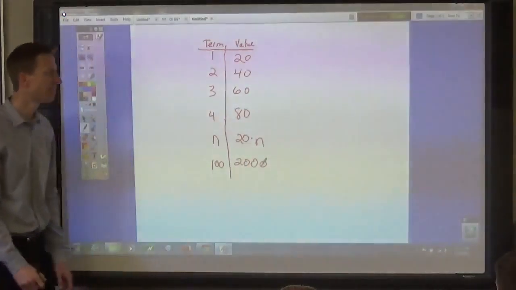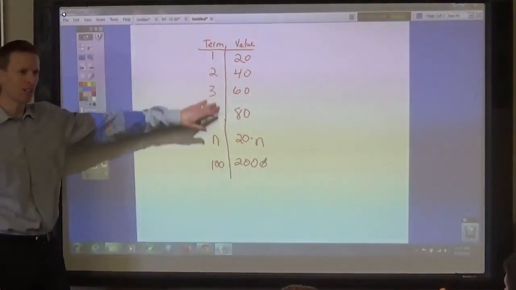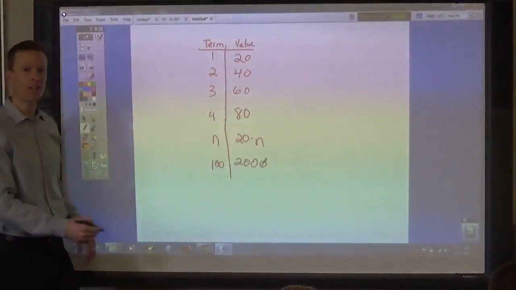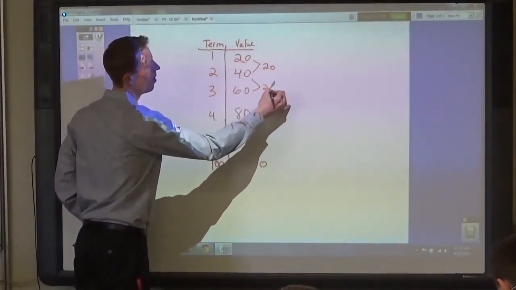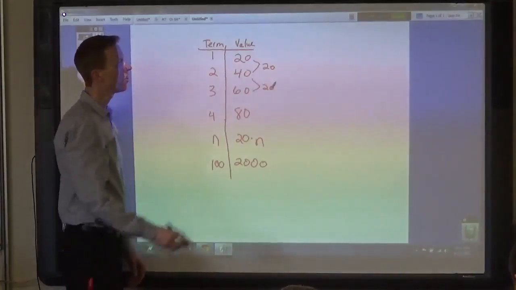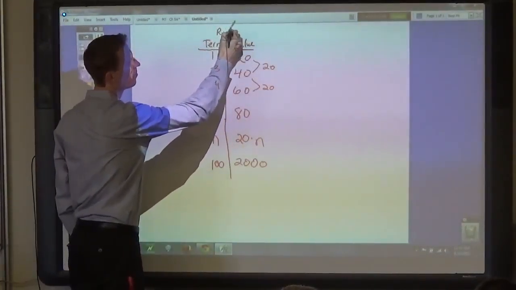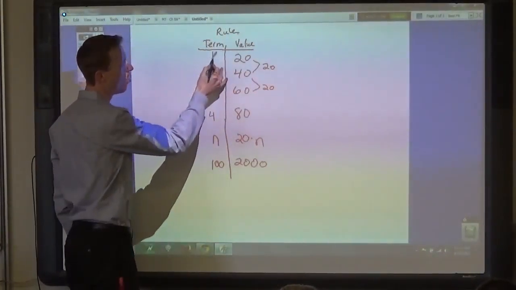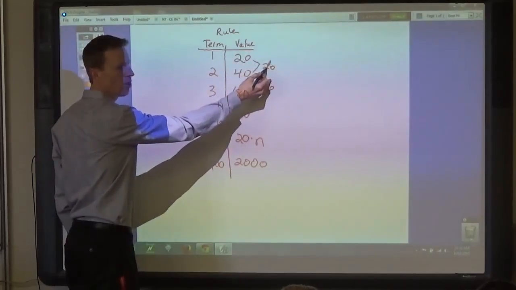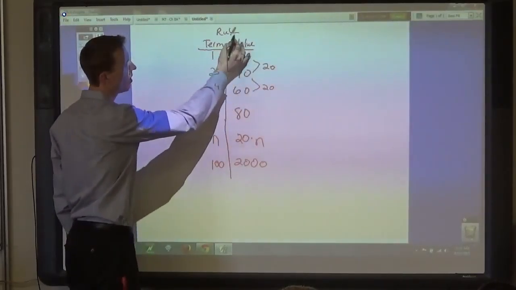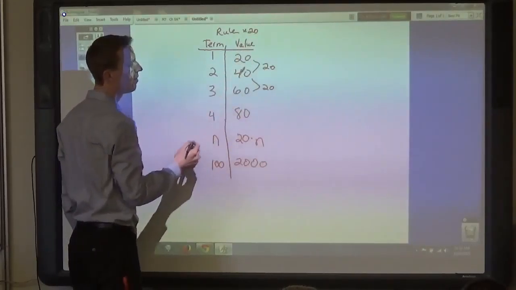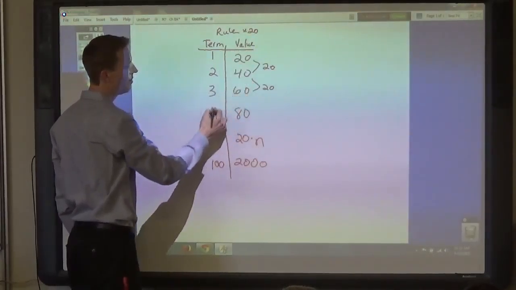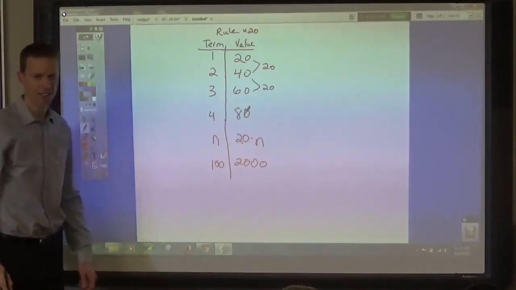You see that? Isn't that easier to display? You're still finding the common difference. 20, 20. You can still find the rule. 1 times 20 is 20. 2 times 20 is 40. 3 times 20 is 60. 4 times 20 is 80.